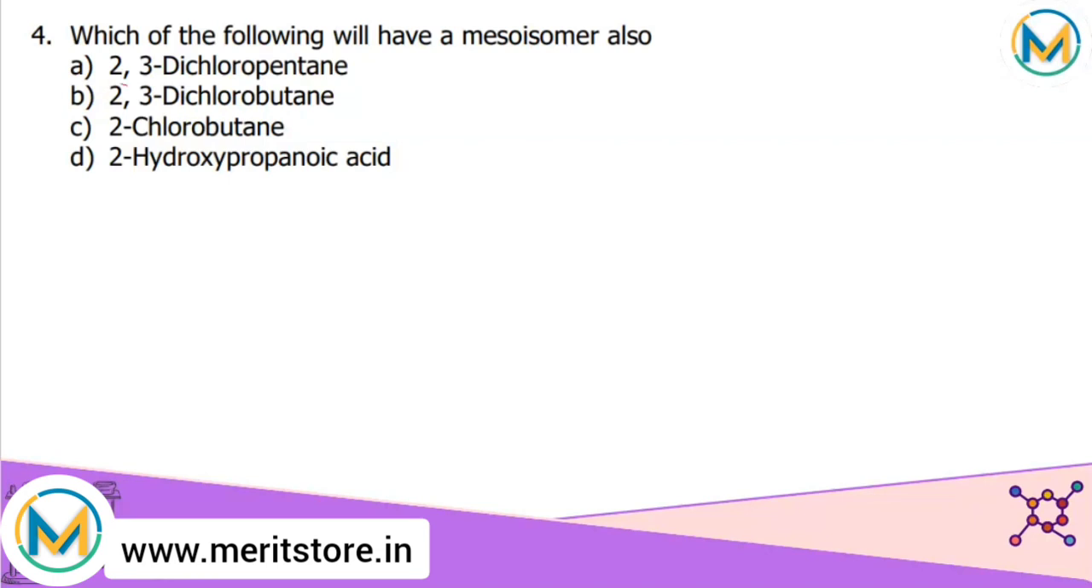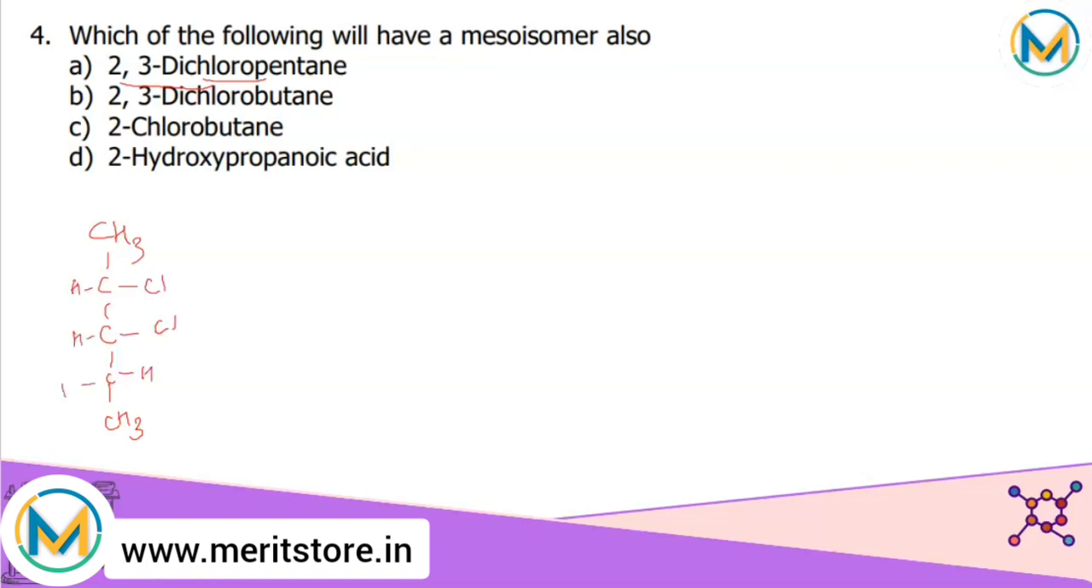So first it is 2,3-dichloropentane. So let's draw pentane. 5 carbons, straight chain. Okay, this is CH3, CH3, and there are 2,3 chloro. So 1 chlorine at the second carbon and 1 chlorine at the third carbon. Okay, and there are 2 hydrogens here. So if you look here, this molecule cannot be cut into 2 equal halves, and thus this is not a meso-isomer. If you look at the next, that is 2,3-dichlorobutane.